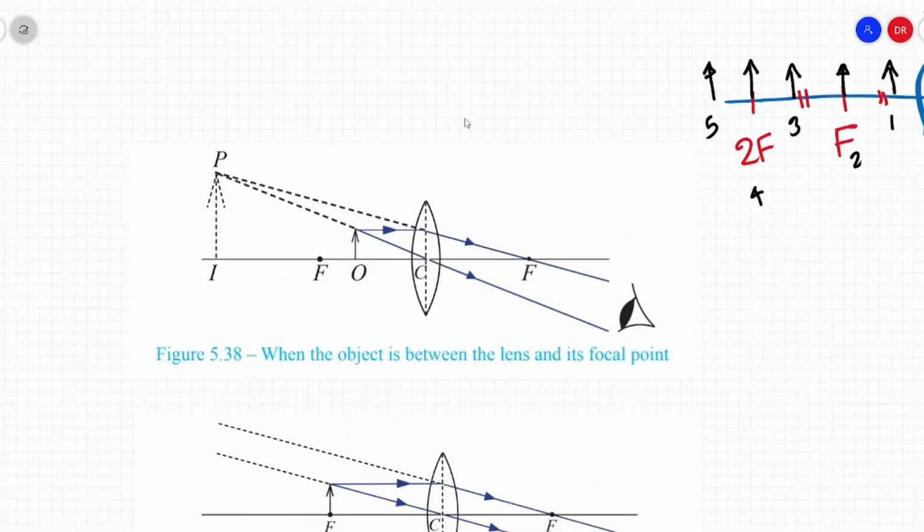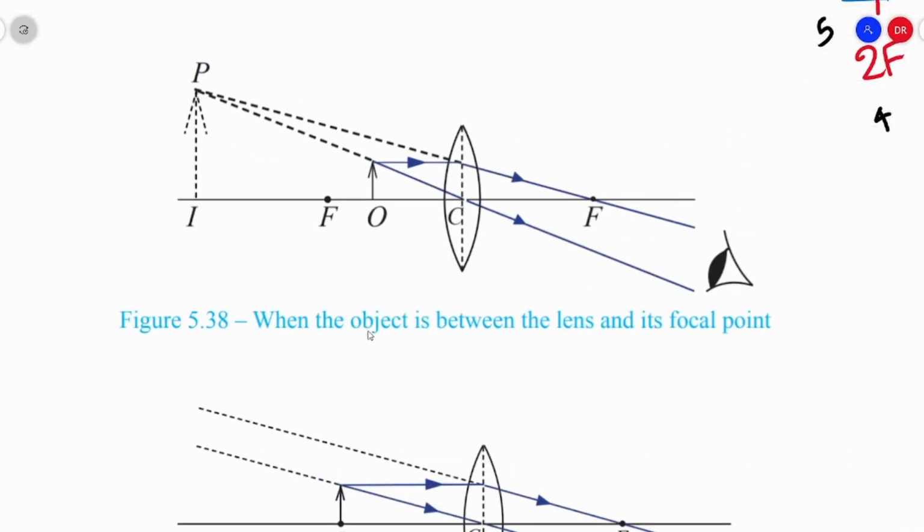Okay, let's move to the first position. The first position is when the object is between the lens and its focal point. When the object is between the lens, this is the lens. Normally we can take up to this margin, the optical center, but we know the optical center is inside the lens, because we are taking the outer margin of the lens. In this very first incident, what are the rays that we are using? The first ray is the ray coming parallel to the, sorry, not x-axis, it is the principal axis, and it is moving through this focal point and reaches your eye.